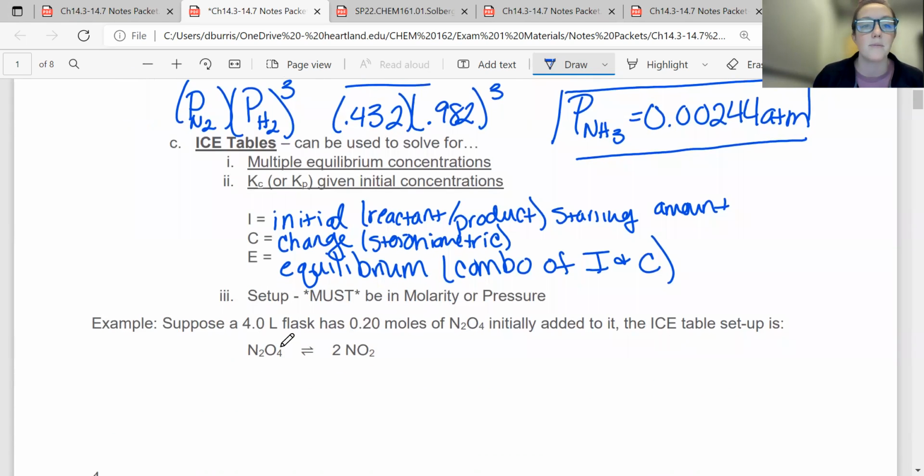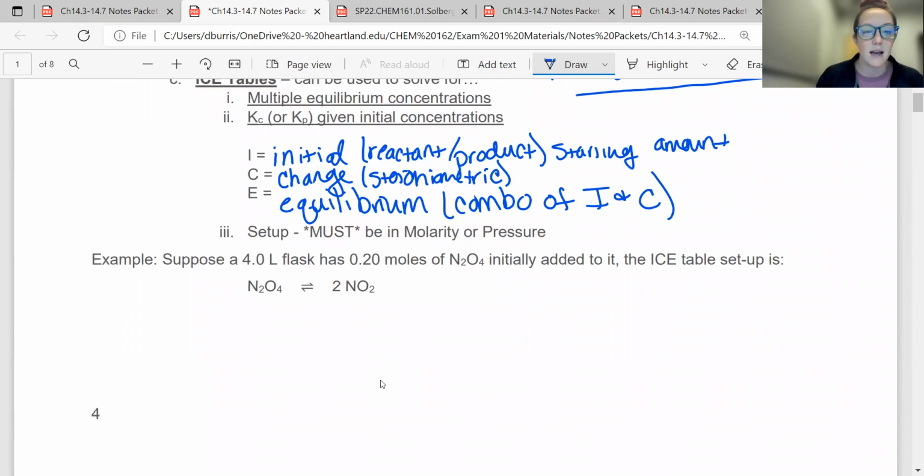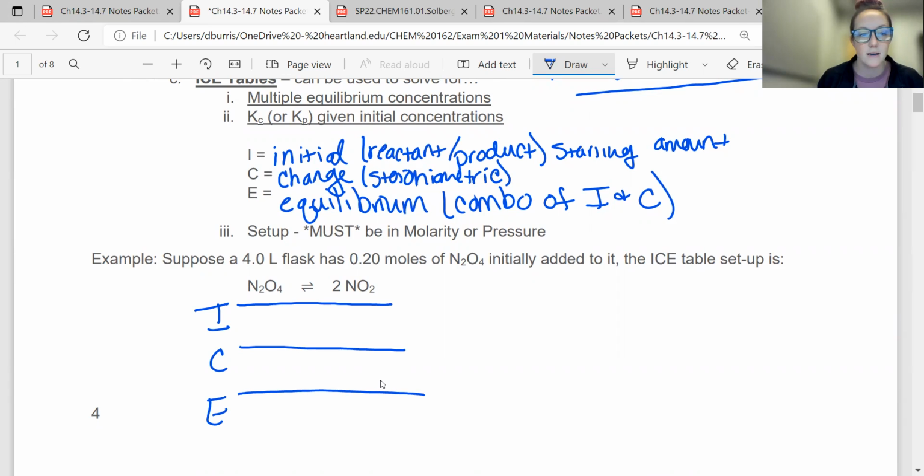So this is how we set these up. I have my reactants, I have my products. Okay, so along the side, I'm going to set up an ICE table. Okay, and we can do it for reactants and products. So you kind of want to separate everything out.